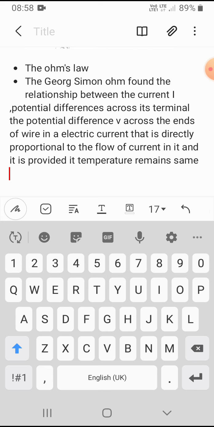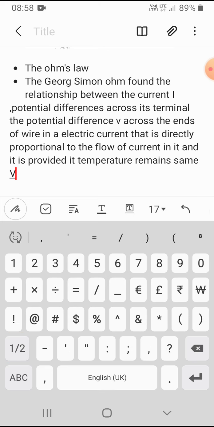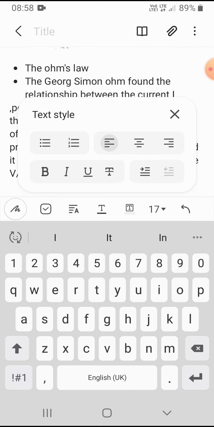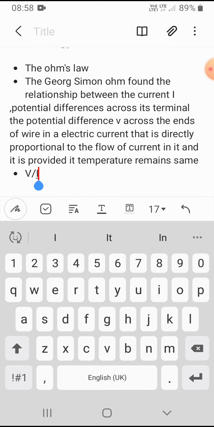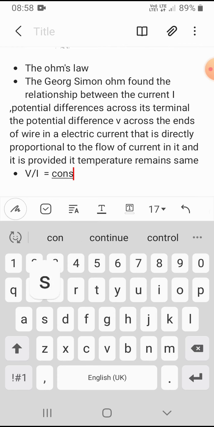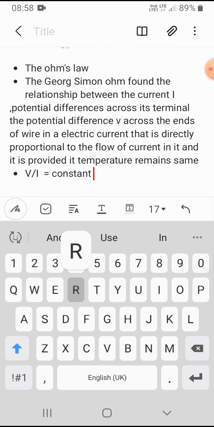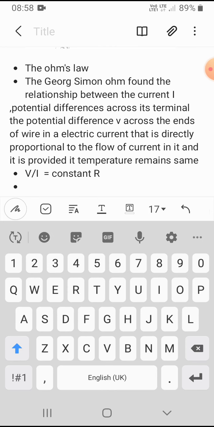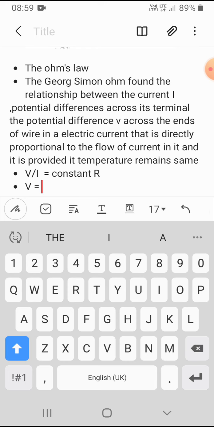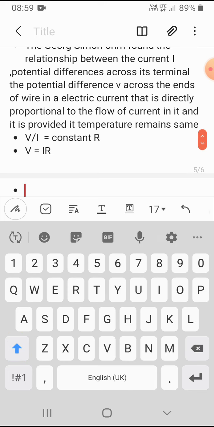In other words, we can say that V by I is equal to a constant, that we can take as R. Or we can write V, the potential difference, is equal to current I into R. Like this he stated it.